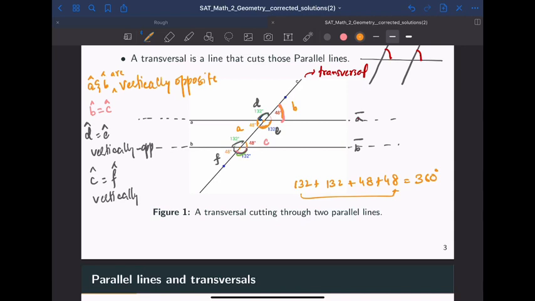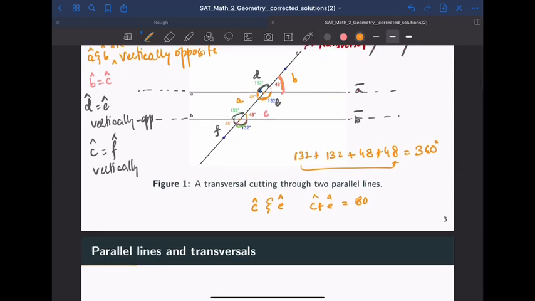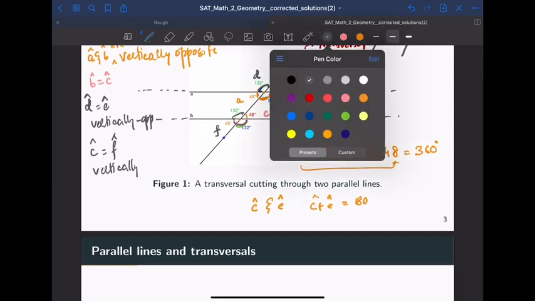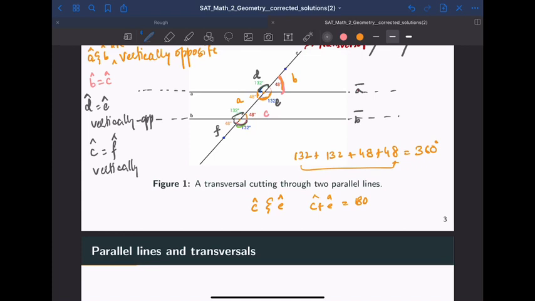So we can check, C and E are interior angles, right? So C and E should equal 180. That is what we know from our rule. And that is actually the case, not surprisingly. 132 plus 48 is 180, in fact. So we can check this rule over here as well. These two are also, if I call this G, A and G are interior angles, and their sum is equal to 180.